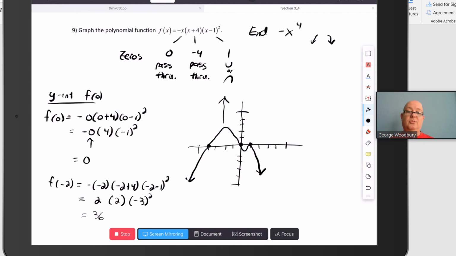When we want to get more precise, we would have tried to find the turning point. And that's, again, something that we'll see in calculus. All right, so a couple of quick examples of graphing a polynomial function that's in factored form.